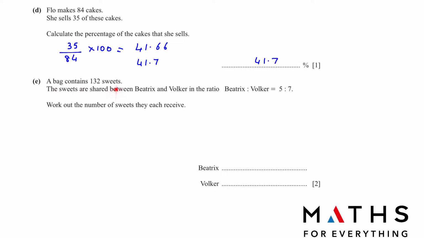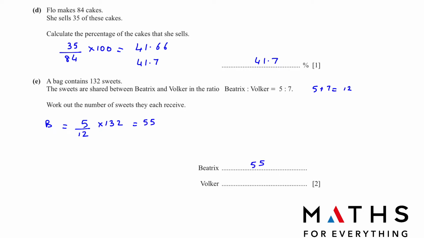Part E. A bag contains 132 sweets. The sweets are shared between Beatrice and Walker in the ratio Beatrice-Walker is 5:7. Work out a number of sweets they each receive. How many total parts are there? 5 plus 7, 12. So Beatrice takes 5 parts out of 12 of 132. That will be 5 over 12 multiplied by 132, 55.